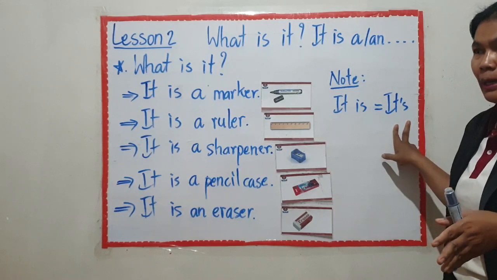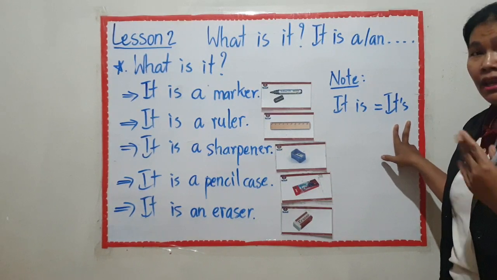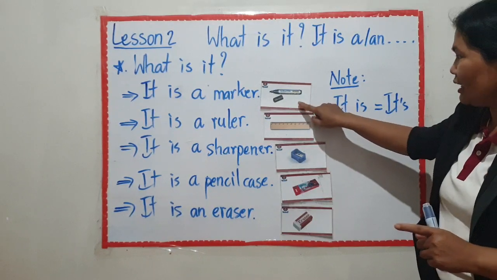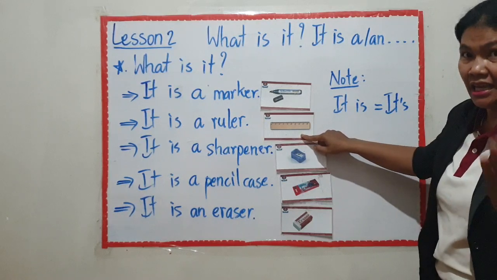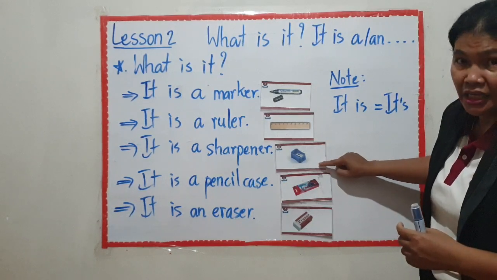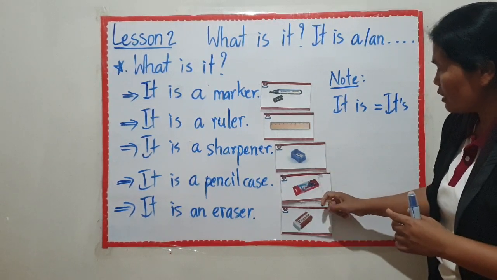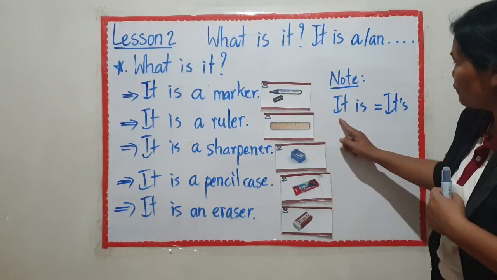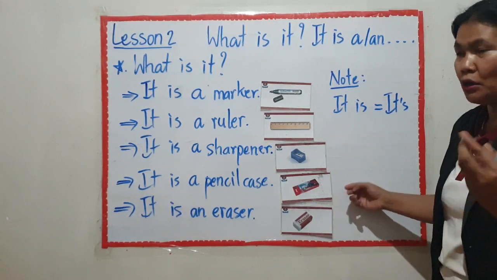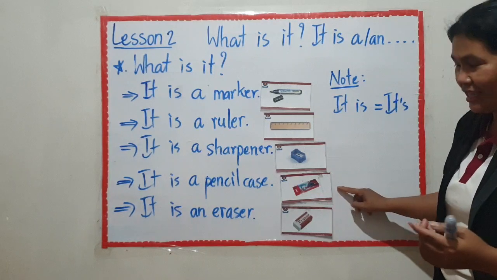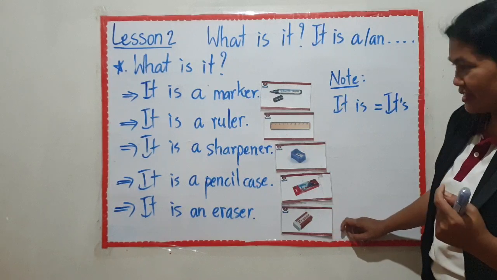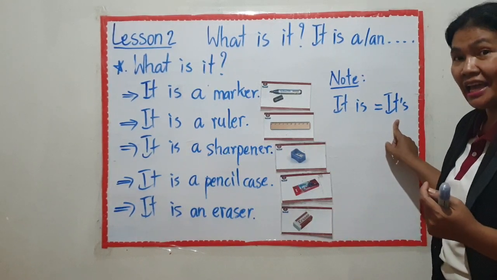So that's okay, everyone can answer with teacher. Like teacher asks you, hello girl, what is it? You can answer, it's a marker. Okay, and what is it, everyone? Yeah, it's a ruler. And this one, what is it? Yes, it's a sharpener. Okay, and this one, what is it? You can answer with the full sentence like this, it is or it's. It is a pencil case or it's a pencil case. And this one, everyone, what is it? The last one. Yes, it is an eraser, or you can answer it's an eraser.